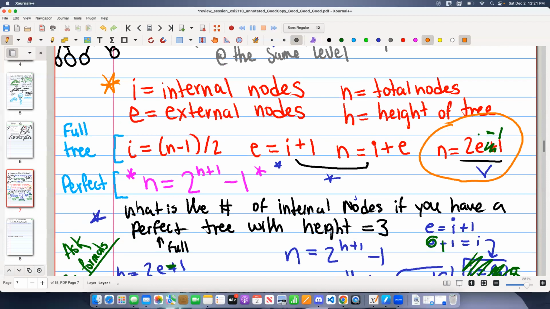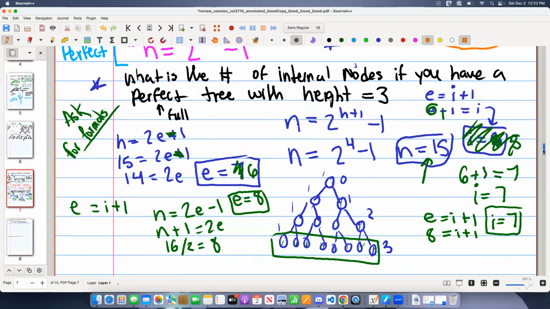Honestly, I do not know. I don't think so. Does it count it as internal? Okay, then it does. So it says it has to have two subtrees. Oh, yeah, okay. I will get more clarification from the prof.